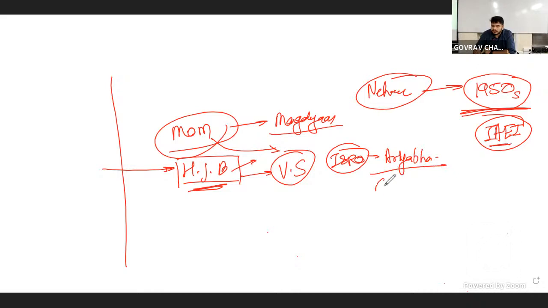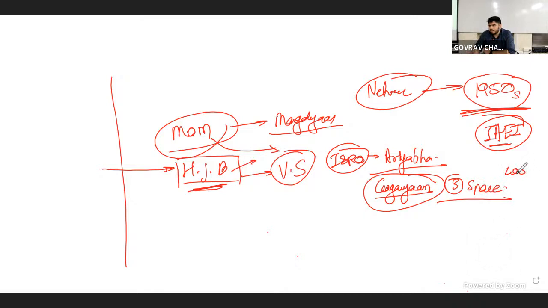a mission called Gaganyaan. Do you guys know what Gaganyaan is? What we are doing in it? We are going to launch indigenously. We will do it ourselves without anyone's help. We are going to launch 3 astronauts into space. They would go to space, nearly 400 kilometers from the Earth, and then come back to the Earth. This awareness you must have.